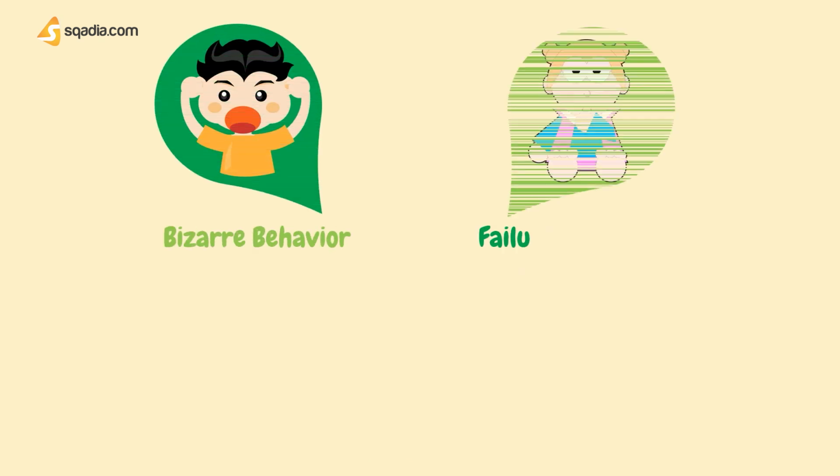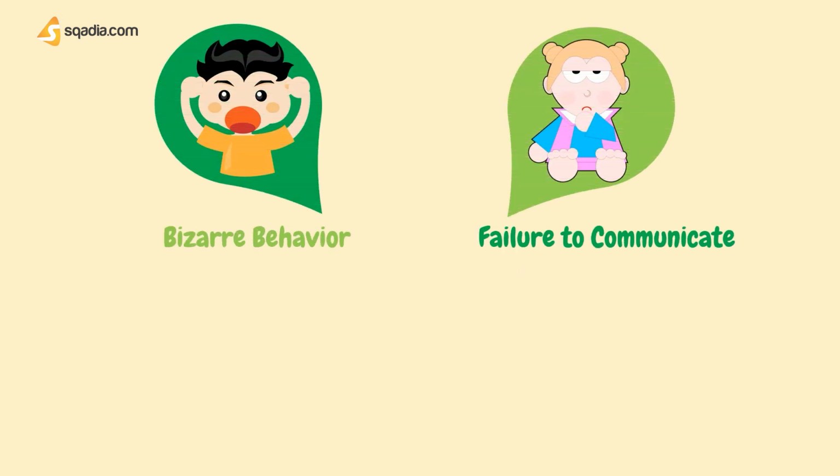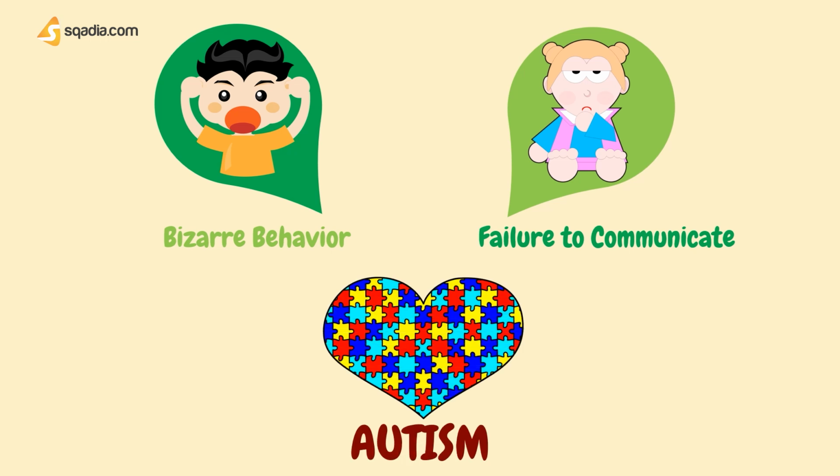And if the child shows bizarre or unpredictable behavior and failure to communicate, it means that he's suffering from autism. Autism is a complex, lifelong developmental disability that typically appears during early childhood and can impact a person's social skills, communication, relationships, and self-regulation. Autism is a really big topic, and we can discuss it in a separate video if you guys want.